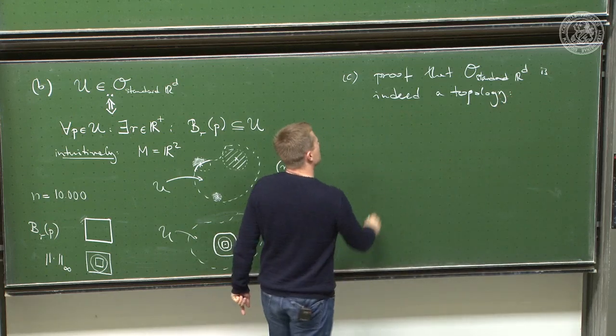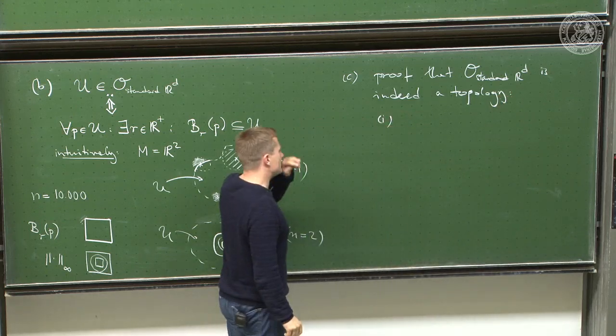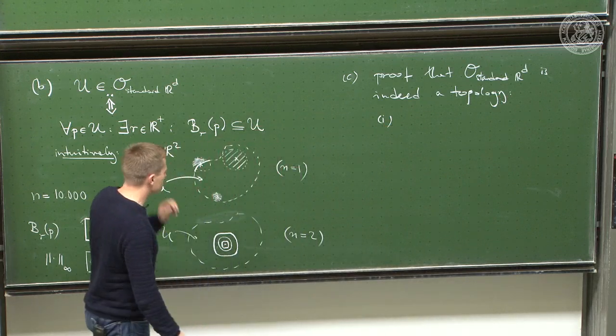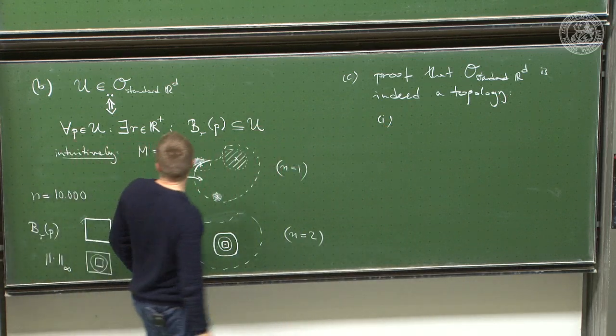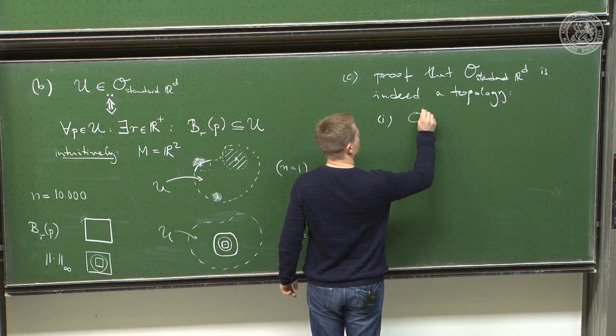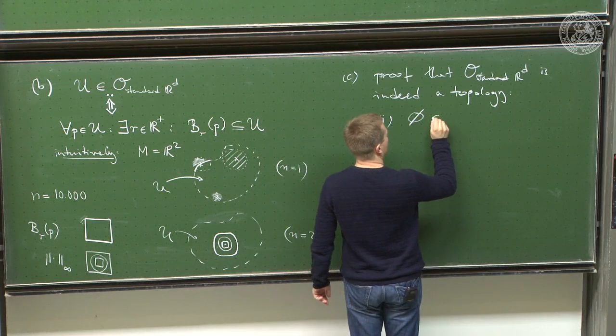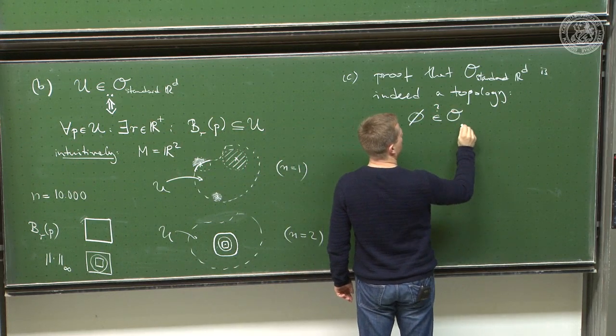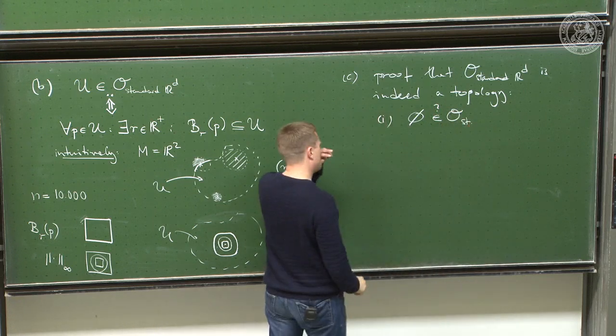So let's check this. The first thing we have to check is whether the empty set is in there. How does this work? I need to do this a little more carefully. Question: is the empty set in O standard? What do I need to do?